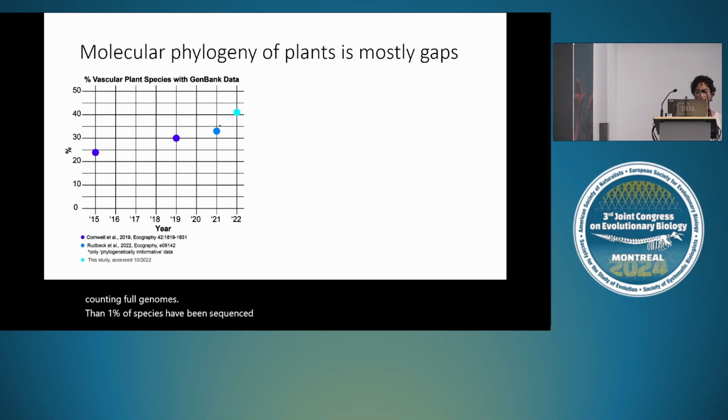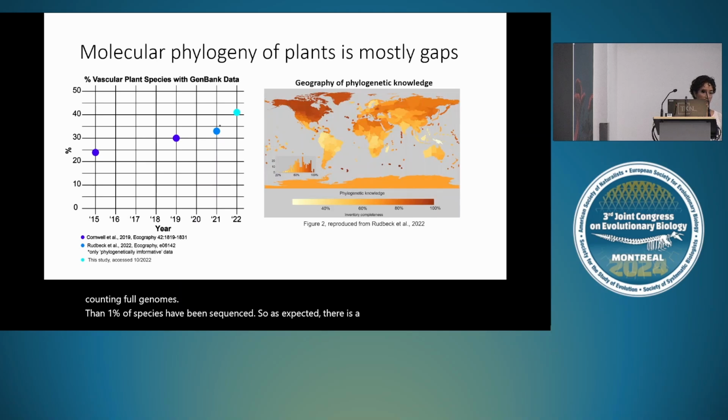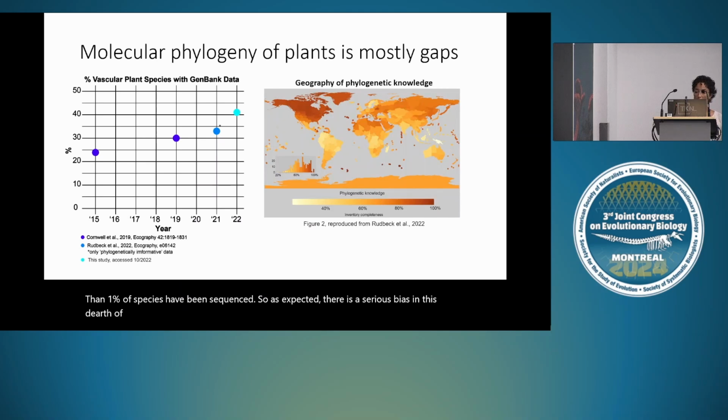So as expected, there is a serious bias in this dearth of data. There are taxonomic and geographic gaps in phylogenetically informative data, with most species in the US and Canada being represented. But notably, in the most species-rich areas of the world, huge data gaps remain. Basically, we've made a ton of progress, but the molecular phylogeny of angiosperms is mostly missing, and these missing taxa are geographically structured.